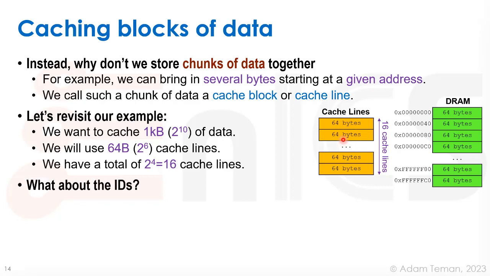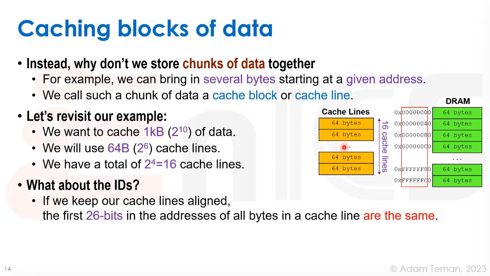Okay, so in this case, we can see that if we keep our data aligned, in other words, they all start at this boundary of 64 bytes, then for what we bring into the cache, 26 bits in the address of all of these bytes are shared. If we look at this in hex, we see that these 64 bytes all start with 00000, and these ones with 00004, and these ones with 0008, and so forth.